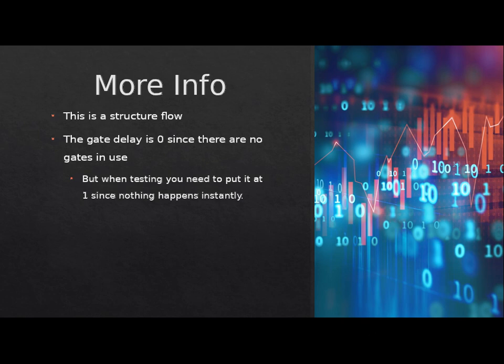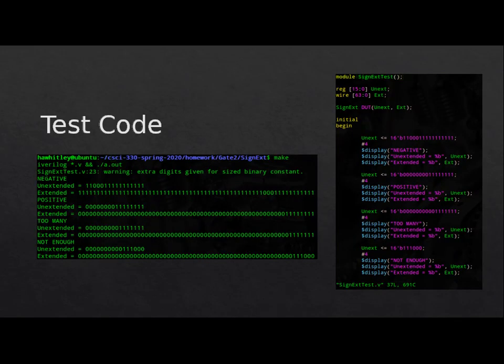It is a structural flow, mainly because it is a structure that you will need to implement rather than data flow. The gate delay should be changed. Since nothing happens instantly, it needs to be at least 1, but because it's just adding integers in front of a 16-bit number to make it 64, it happens pretty fast. You need at least 1 gate delay in your test files, or when you're implementing it.